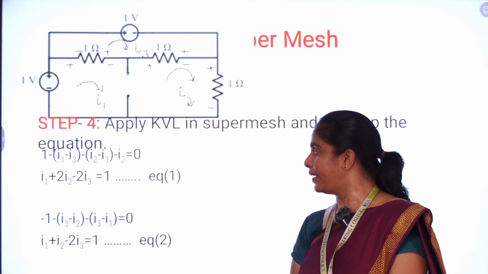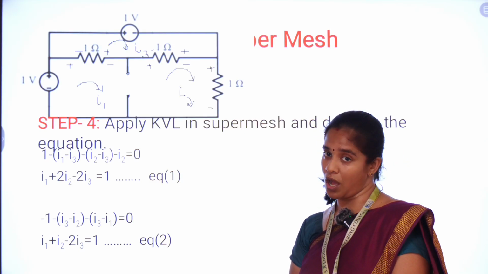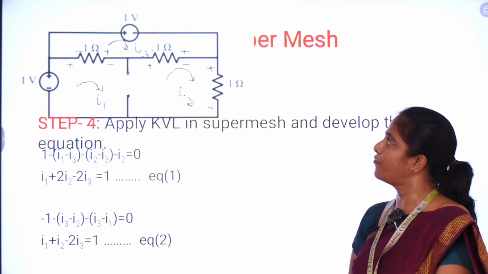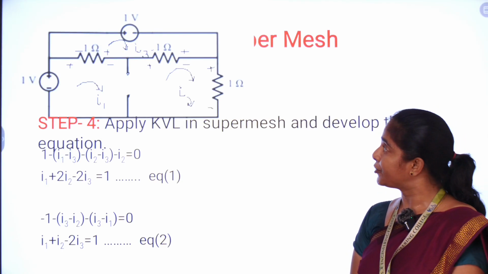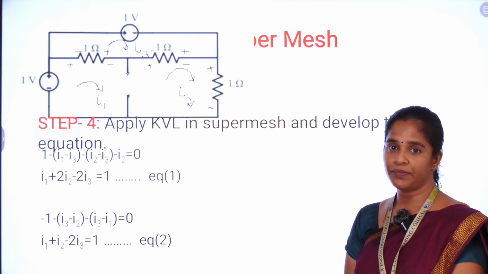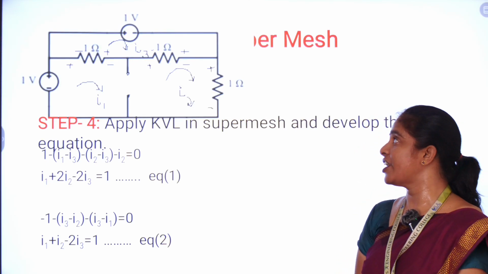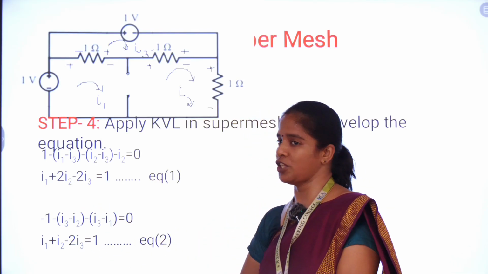Similarly, we are going to apply KVL to the next mesh in our circuit. Which is having a voltage source component of 1 volt, and according to the direction of current I3, the voltage source is ending with negative, that is low potential. So we are representing this voltage as minus 1.